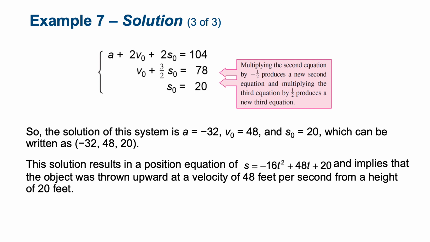So then the solution would be a is negative 32, v naught is 48, and s naught is 20, which could be written as negative 32, comma 48, comma 20. Okay, so what does that mean? If I plug that back in, I would get s is equal to negative 16t squared plus 48t plus 20. So that's your position equation, and that means that the object was thrown upward at a velocity of 48 feet per second from a height of 20 feet, because that's what the v sub naught represented and what s sub naught represents. Okay, that is it.